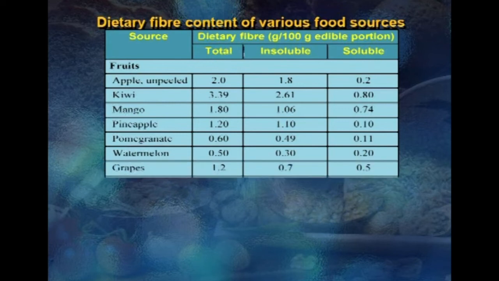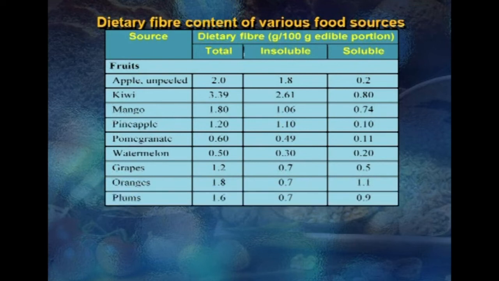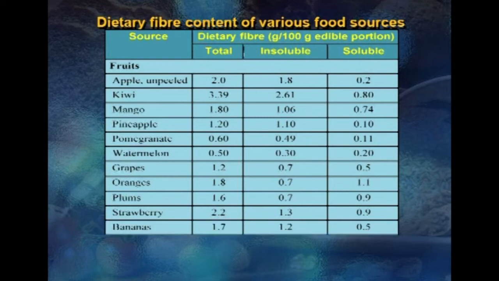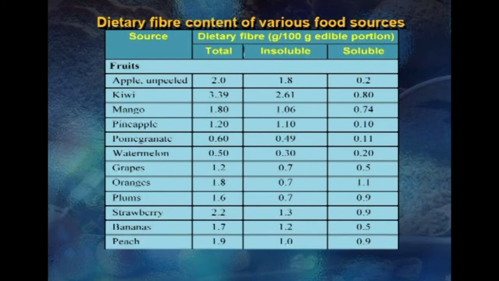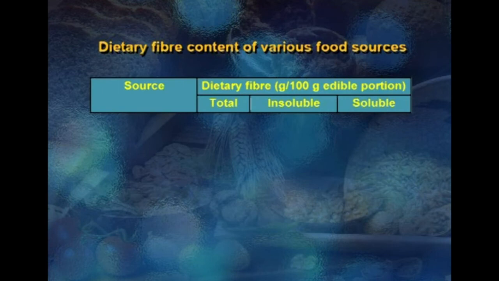We have grapes with 1.2 grams of dietary fiber, orange 1.8 grams of fiber, plums 1.6 grams of dietary fiber. We have strawberries, which are better off than all the citrus fruits with 2.2 grams of dietary fiber. We have other fruits like bananas with 1.7 grams, peaches with 1.9 grams and pears with 3 grams of dietary fiber for every 100 grams of edible portion. Lastly, we have the nuts and oil seeds.